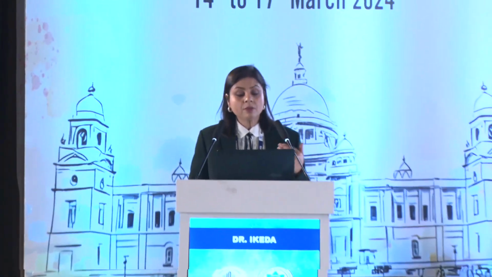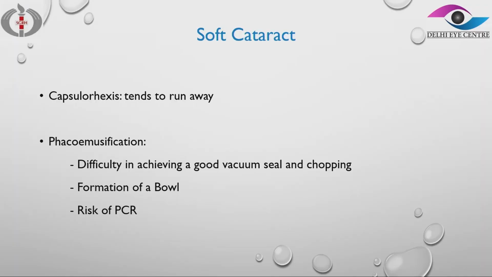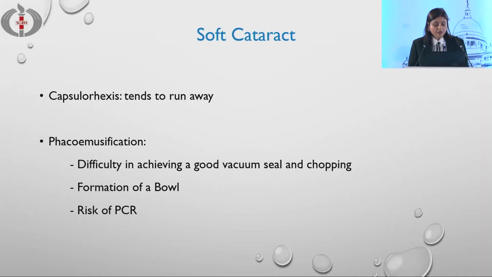A very good morning to all of you. I will be talking about phacoemulsification in soft cataract. So in soft cataract, there are two steps that we need to keep in mind. One is the rhexis, as it tends to run away since these are younger patients with elastic capsule. And secondly, the difficulties during phacoemulsification.